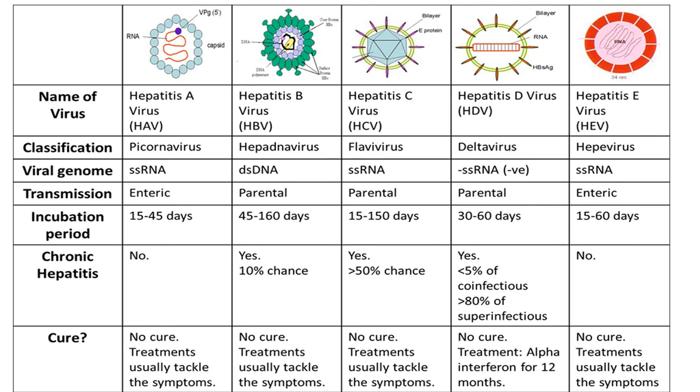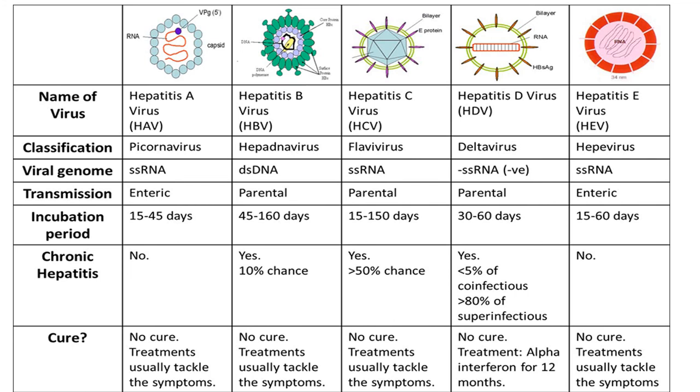Remember that all the viruses are RNA viruses. They contain the genetic material in the form of RNA, except only hepatitis B virus, which contains dsDNA. Then mode of transmission: enteric, parenteral, and lastly the hepatitis E virus, which is enteric, through contaminated food and water. The conditions are the same for hepatitis A and hepatitis E virus.